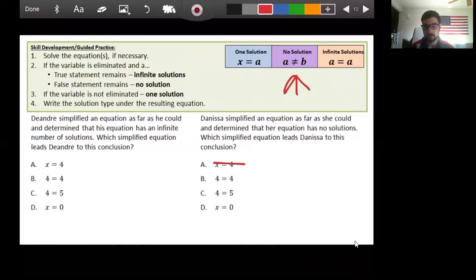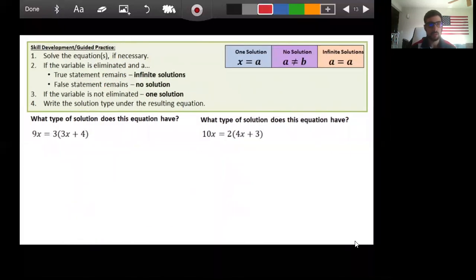B, 4 equals 4. That's a number equals itself, which would be infinite. 4 equals 5. I know this is not true. 4 does not equal 5. That does not make sense, which would be no solution. And then x equals 0. That is one solution. So our answer here is C.